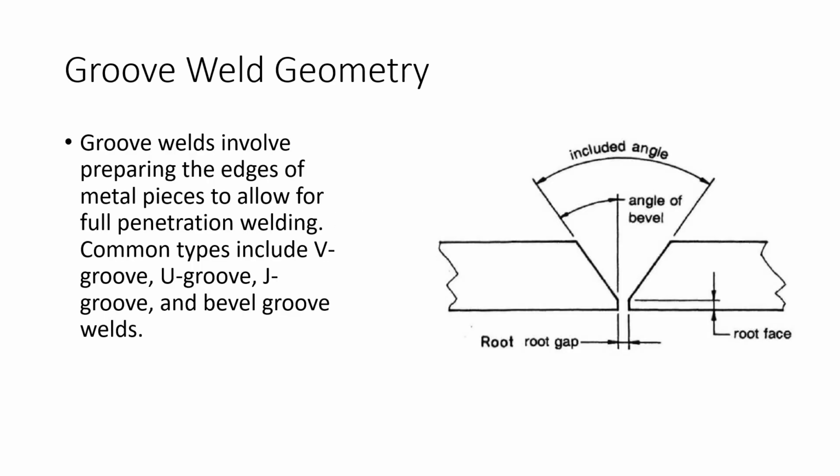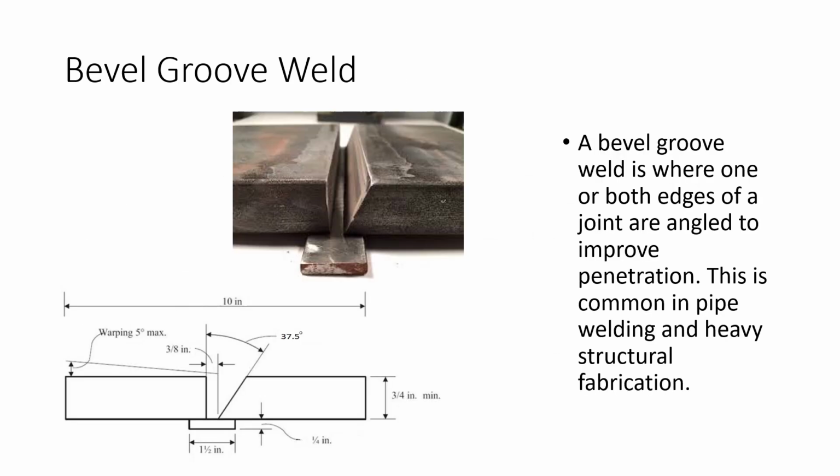So this is a groove weld. So a groove weld, we prepare the edges of the metal, and it's going to allow us for full penetration welding or partial penetration, depending on what we've got going on. Some of the more common types would be a V groove, a U groove, a J groove, and a bevel groove weld. There's a lot of different groove weld types, but just realize this is a groove weld.